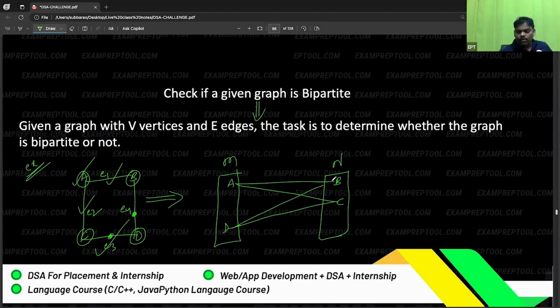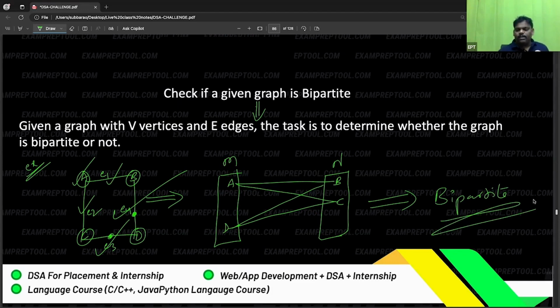At the end, if you observe, all vertices are covered, all edges also covered. There is no ambiguity. So the given graph is a bipartite graph. It means without any ambiguity, you are able to decide it is a bipartite graph.